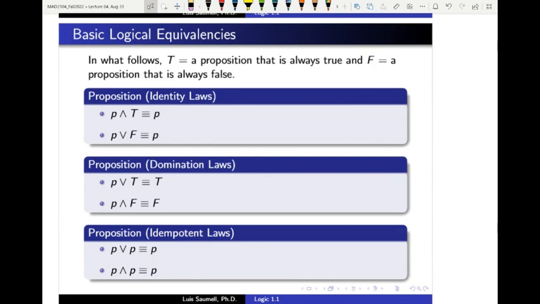Now, if instead of and you have an or, the one that is neutral is a contradiction. Because if it's an or statement and you have here something that's always false, the truth value of this or statement depends entirely on this other part. If this is true, the whole thing will be true. If this is false, the whole thing is false. So P or false is just P. These are called the identity laws.